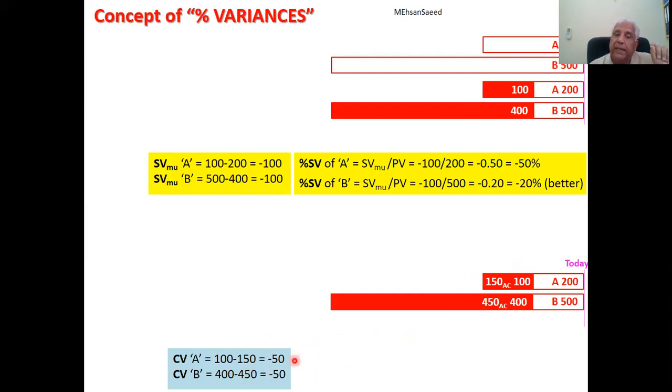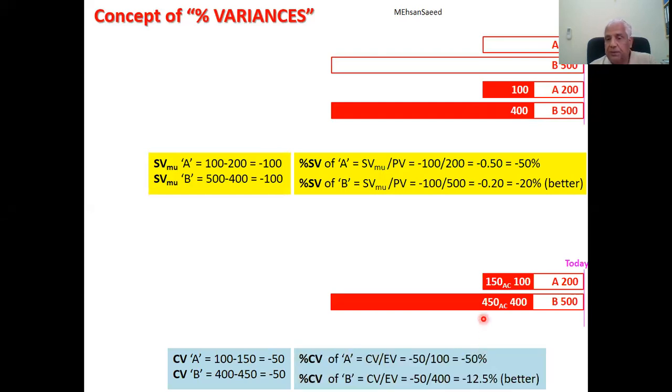the variances are indexed this time to earned value, not planned value, earned value. So minus 50 is indexed to the planned value over here. What is the planned value? 100. So this will become minus 50% again. And this minus 50 is indexed to this earned value over here, which is 400. So 50 upon 400 would be 12.5%.